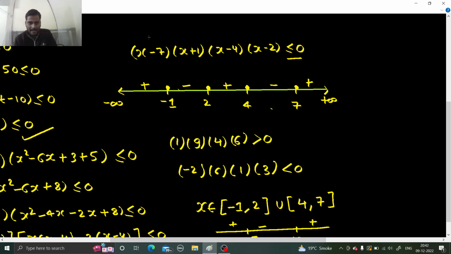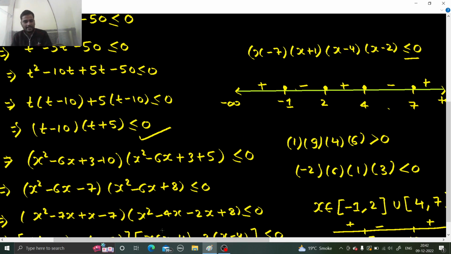And do remember that on putting any value in the region, suppose you are putting 8, the values for the expression, accordingly we put the sign, not for comparing with this. On comparing with this, we write the solution. So if it is less than 0, the solution will be this. If it would have been greater than equal to 0, the solution would have been different.